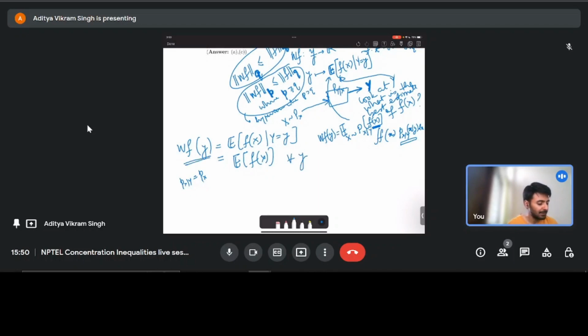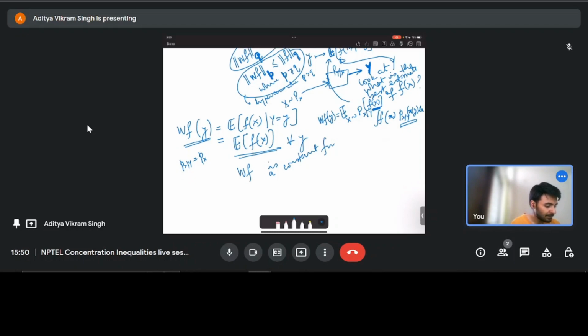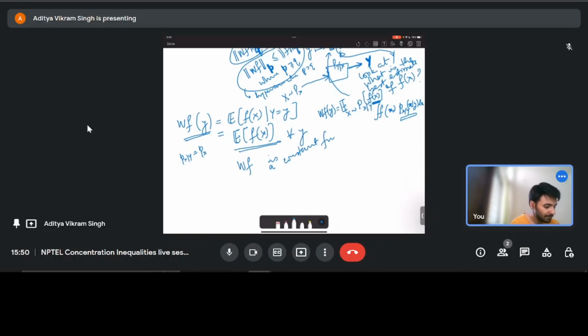So look at what is happening here. It's like this is a constant function. So Wf is a constant function. Like I was saying, Wf is a smooth version of f. So you have smoothened things out so much that Wf becomes a constant. It's perfectly smooth, and so you've lost all the information about x and about y.